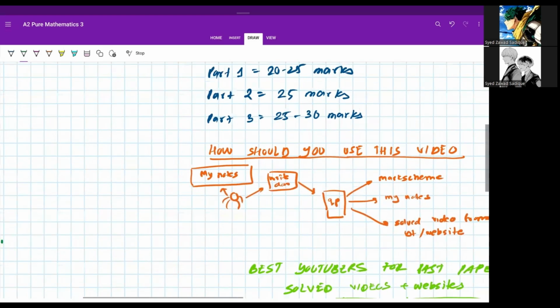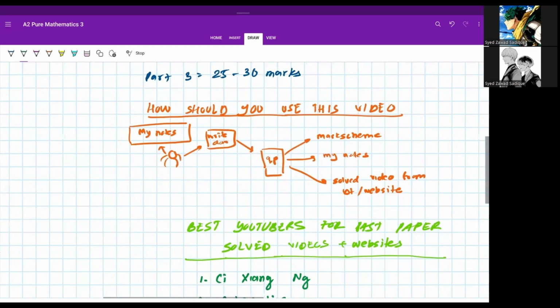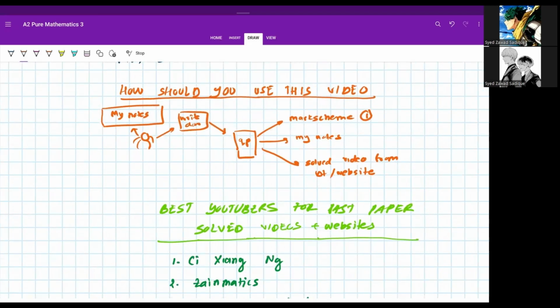So how should you use this video? You should write down my notes and then sit with your question paper. Once you have the question paper, you should open up the mark scheme in one tab in front of your computer. You should have my notes, and you should have a solved video from YouTube or a website in another tab.